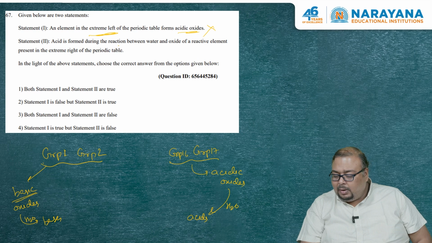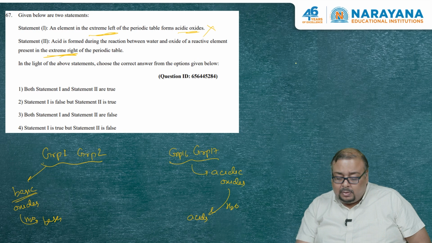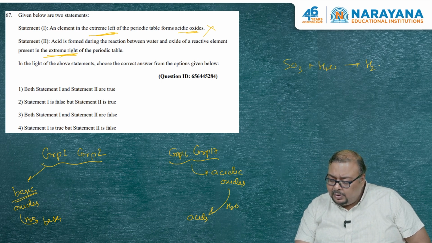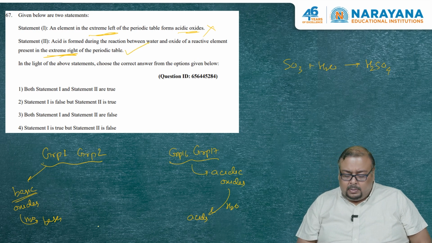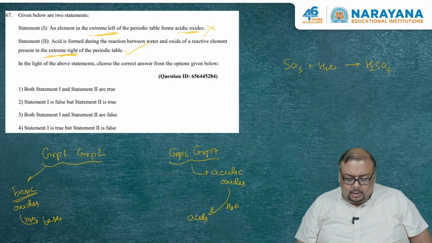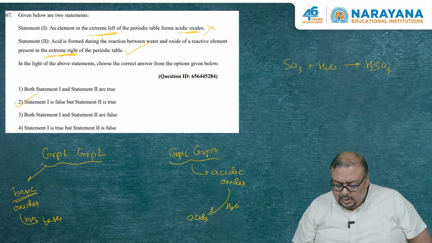Acid is formed on the reaction between water and oxide of a reactive element present in extreme right. Extreme right is 16, 17. Like SO3 plus water will be giving H2SO4, which is an acid. So we can say that this statement is correct. So statement 1 is incorrect, while statement 2 is correct. So this will give us option 2. Next is question number 68.